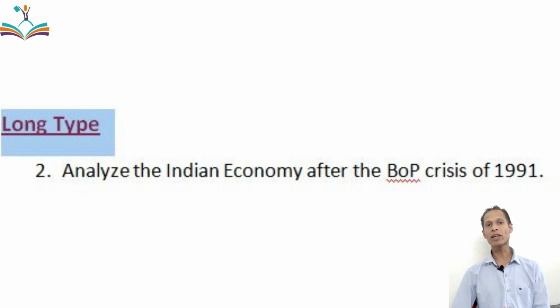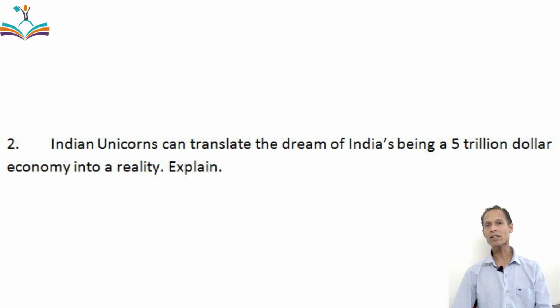Friend, the next question is, Indian unicorns can translate the dream of India's being a $5 trillion economy into a reality. Explain. Yes friend, this question seems to be highly important and it is based on the current event. India ranks third in having a large number of unicorns, which is making India's dream of being a $5 trillion economy possible in the coming few years.